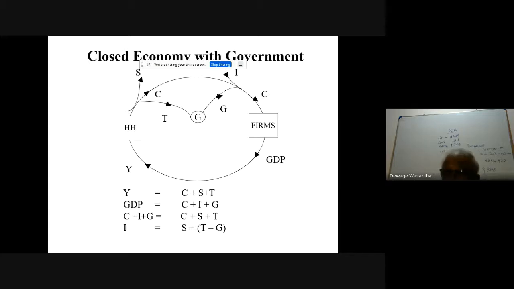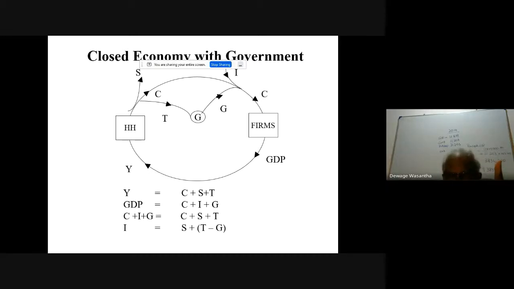Right? Then households provide, like the earlier model, all the factors of production. They are the owners of the factors of production: land, labor, capital, entrepreneurship. Households provide these services to the firms, companies. Now government also demands goods. Then firms have more responsibility, more burden.